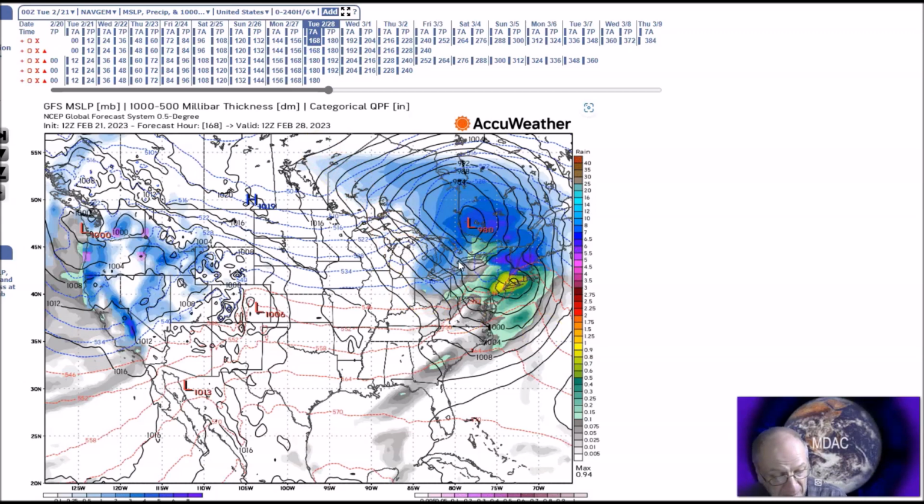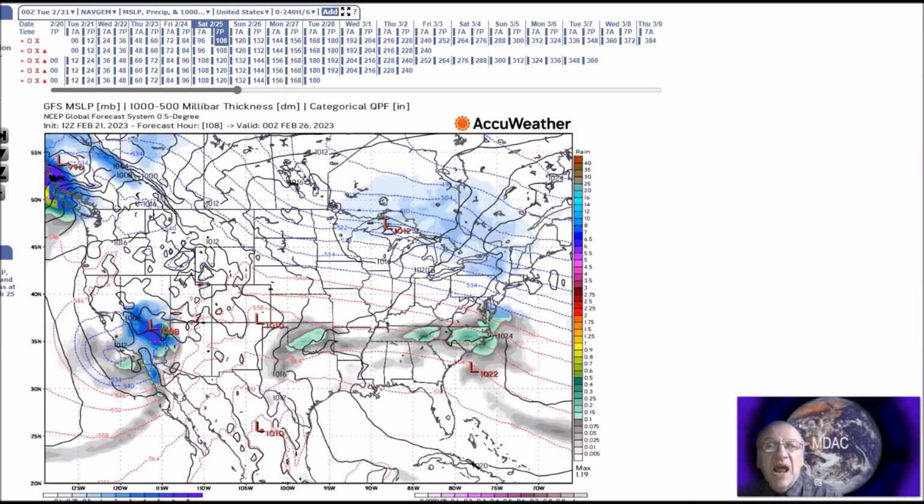Above normal precipitation is forecast for much of the west coast, the Rockies, and the northern plains, into the Ohio and Tennessee valleys, and temperatures will remain below normal in the west to New England. So that's where we're expecting below normal temperatures.